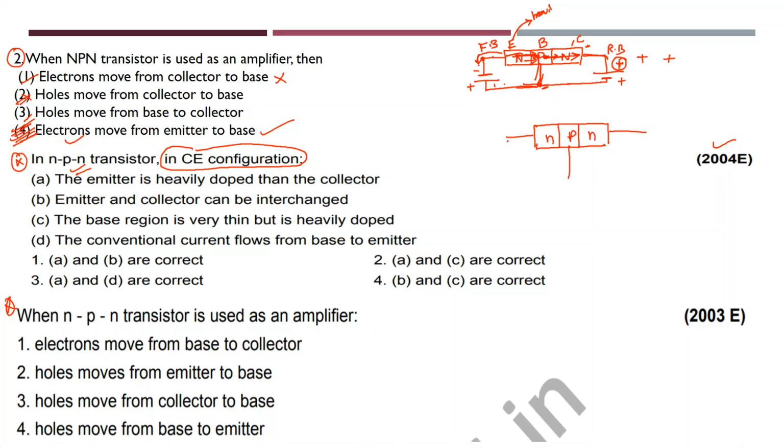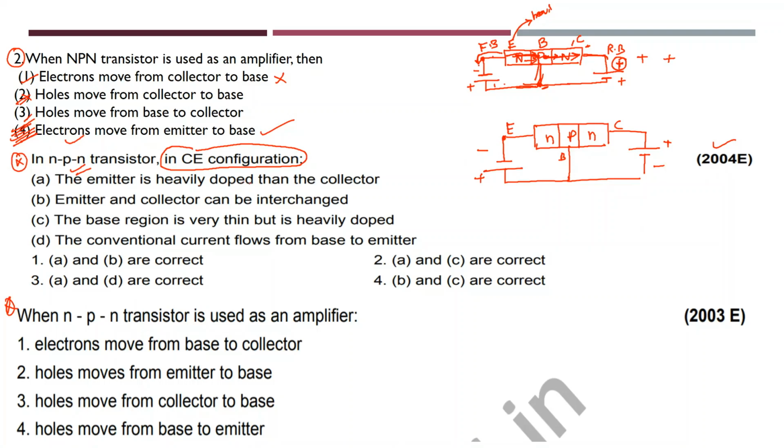And we always know that the emitter base junction should be forward bias. Means this will be like this. And the collector base junction should be reverse bias. This will be like this. This is the emitter base junction, and this is the collector base junction. So let us see what are the options he has given. What is the first thing he has given?